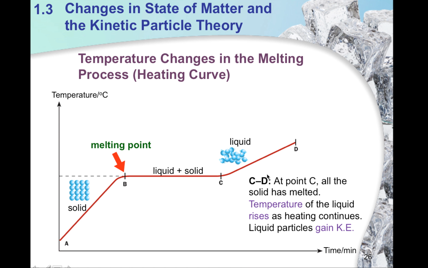At C and D, especially at point C, this is where all the solid has already melted. Over here, all the solid is still not melted. It's only after C that the solid has melted, and then you will slowly see an increase in temperature again. And from C to D, it has already changed in state to liquid.